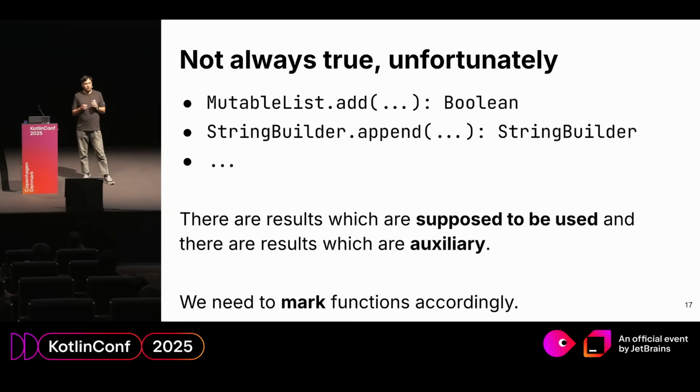And there are a bunch of other functions as well. So in general, all functions can be divided into categories. There are results which are supposed to be used, and there are auxiliary results. Only the author of the function knows the purpose of the result, and the author has to mark these functions accordingly. Because for the compiler alone, it is impossible to deduce just by looking at the signature of mutable list add that its Boolean result can be simply forgotten, and it's not that useful.